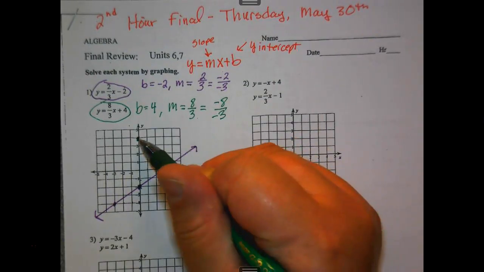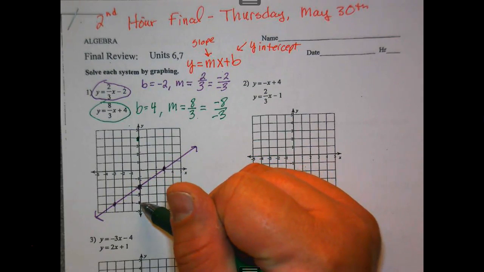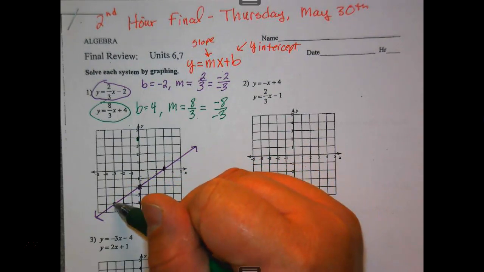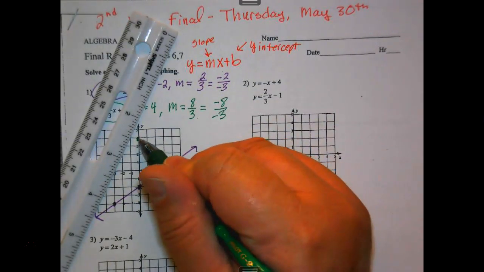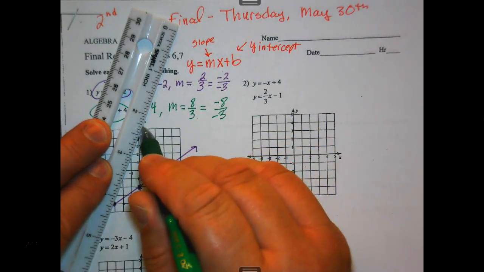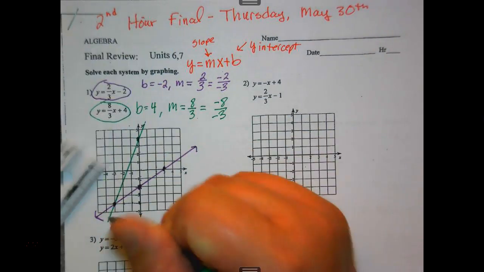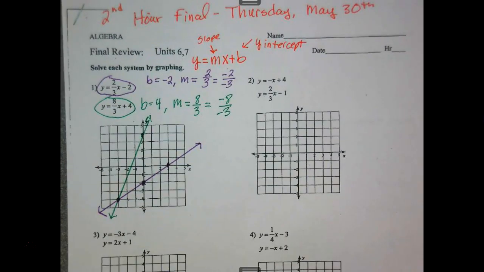Okay, so I'm going to go down 8. 1, 2, 3, 4, 5, 6, 7, 8. To the left 3. 1, 2, 3. Hey, look at that. They intersect at that point. They intersect at exactly 1 point.